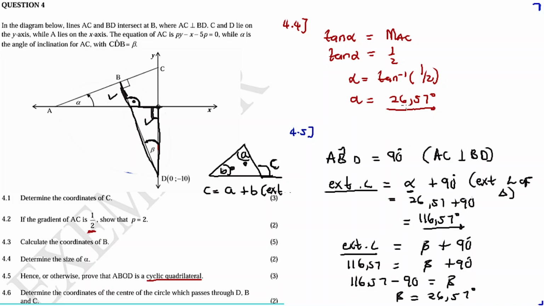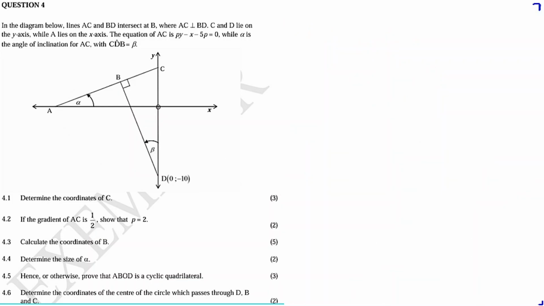Voila. The alpha equals beta. We just proved that alpha equals beta. They are equal. Therefore, we have a cyclic quad. ABOD is in fact a cyclic quad. You just proved alpha equals beta. Done. Okay, done. Then we go to 4.6.